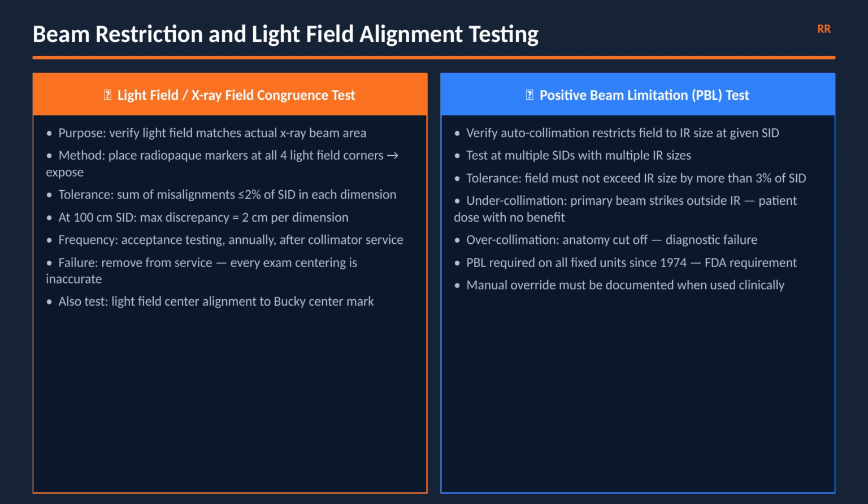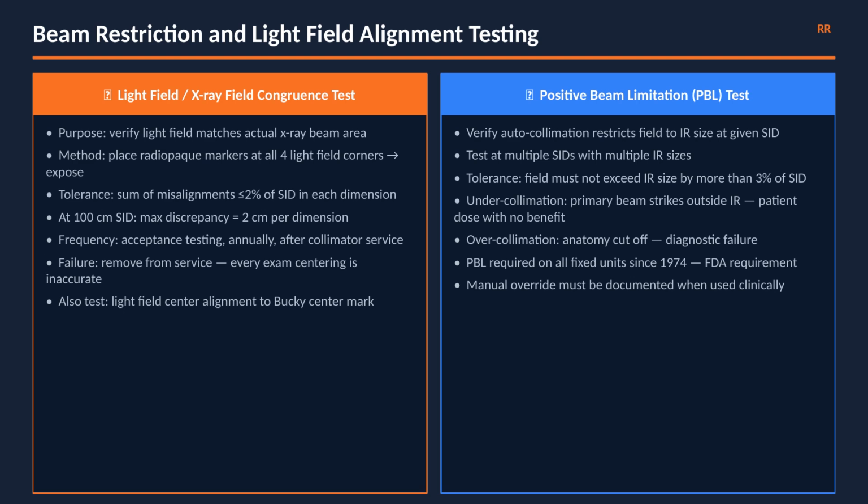Tolerance: the sum of all misalignments must not exceed 2% of the SID in each dimension. At 40-inch SID, maximum discrepancy equals 0.8 inches, or 2 centimeters, per dimension. Frequency: acceptance testing, annually, and after any collimator service or repair. Failure: remove the unit from service. Every exam taken with a misaligned light field has been centered inaccurately.